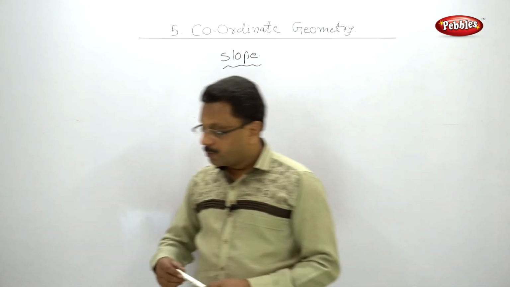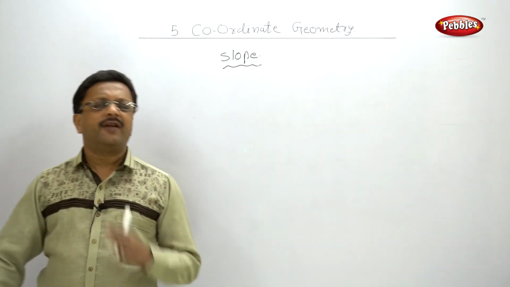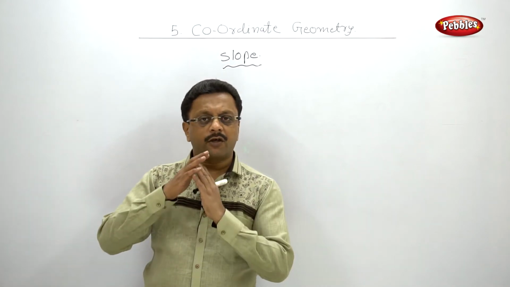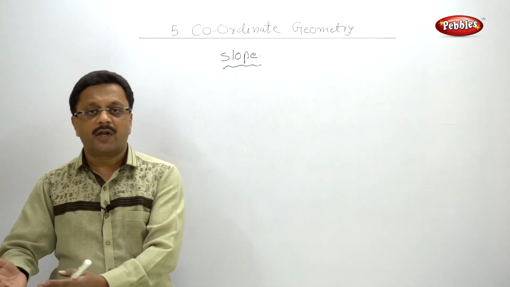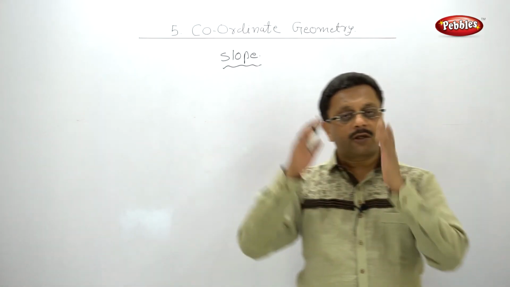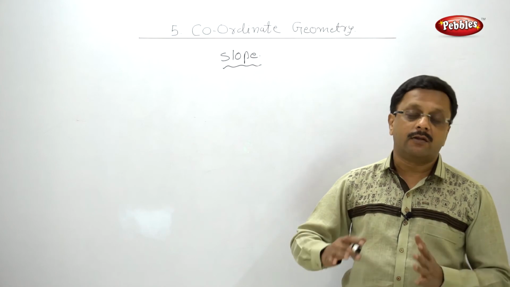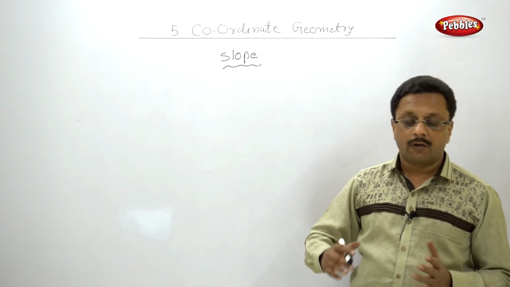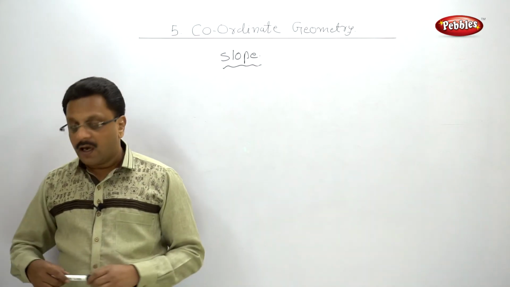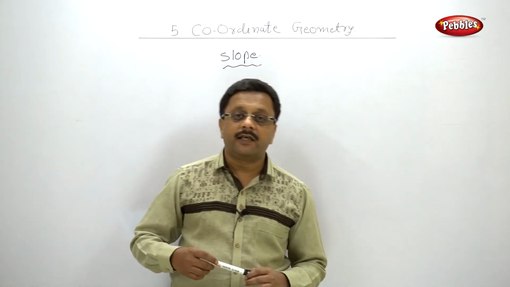Let us solve few problems. The problems are very easy on this chapter. Just don't get confused between which formula is to be used where. Okay, it is totally depend on what is given. Okay, now for example, the first problem is find the slope of line having inclination 60 degrees.